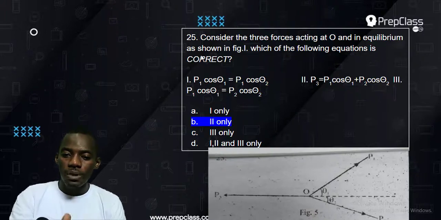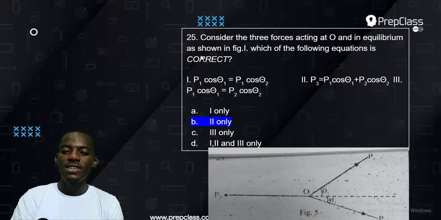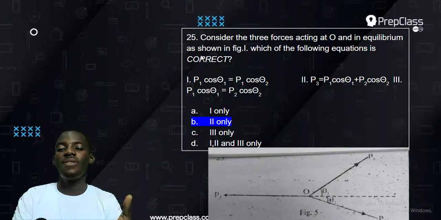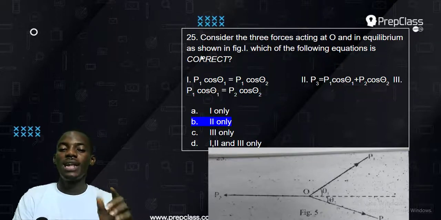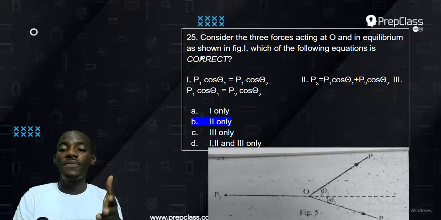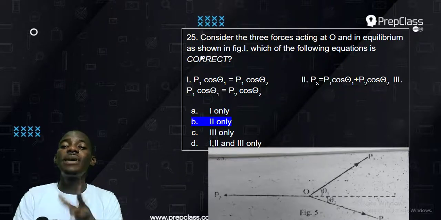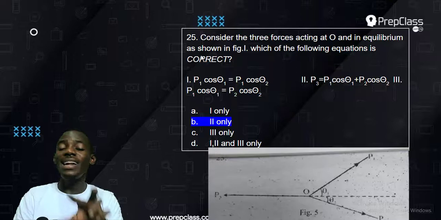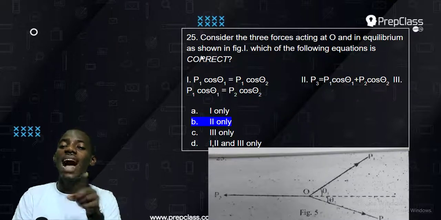Now look at option 1. It says P1 cos theta 1 is equal to P2 cos theta 2. That means if you have a particular force, let me say 5 Newton force, that's my P1. Then for cos theta 1, let me say theta 1 is 30. Then for cos theta 2, let me say 50. That means the thetas are not the same. If the forces are the same and the angles are not the same, it will never be equal. That means option 1 can never be correct because the angles are not the same.